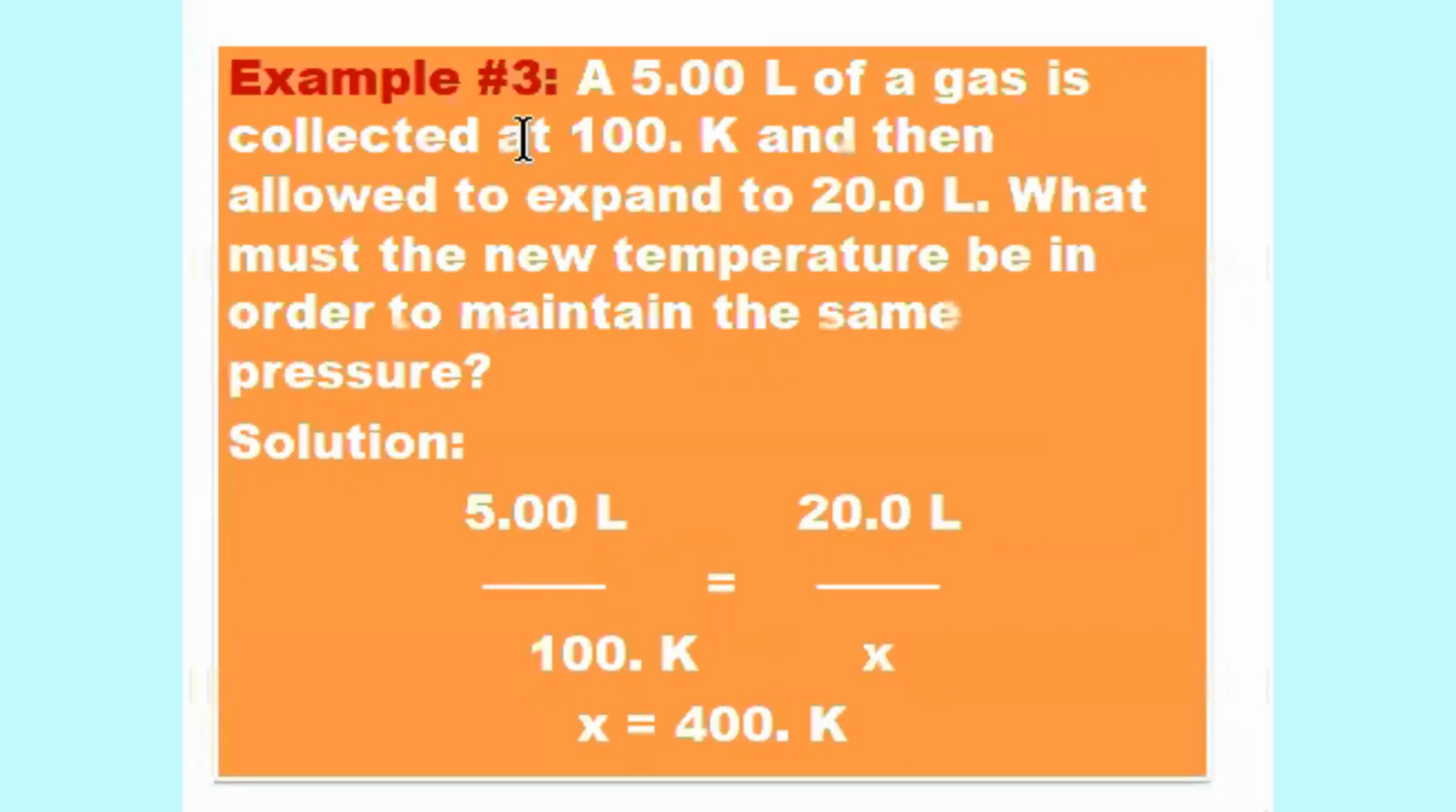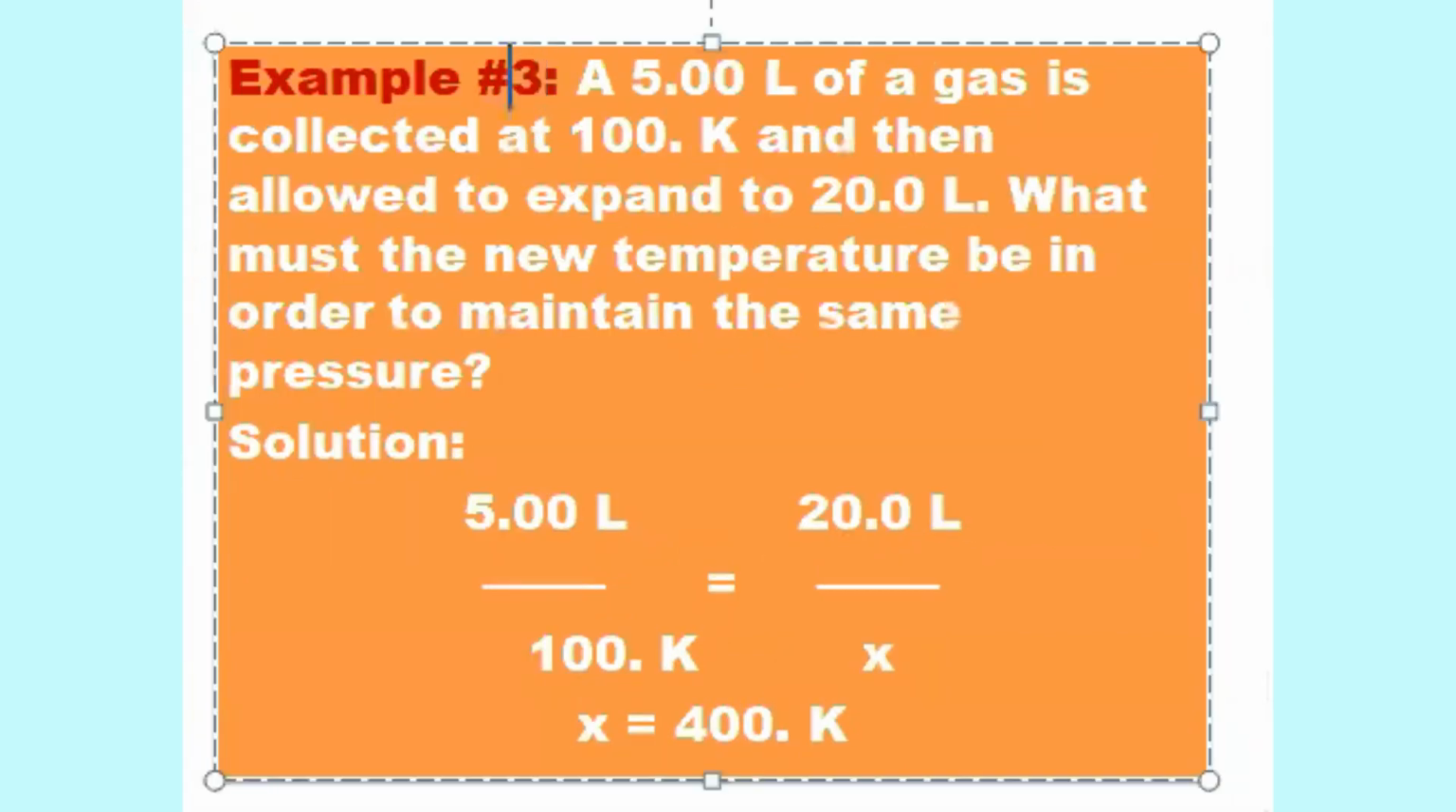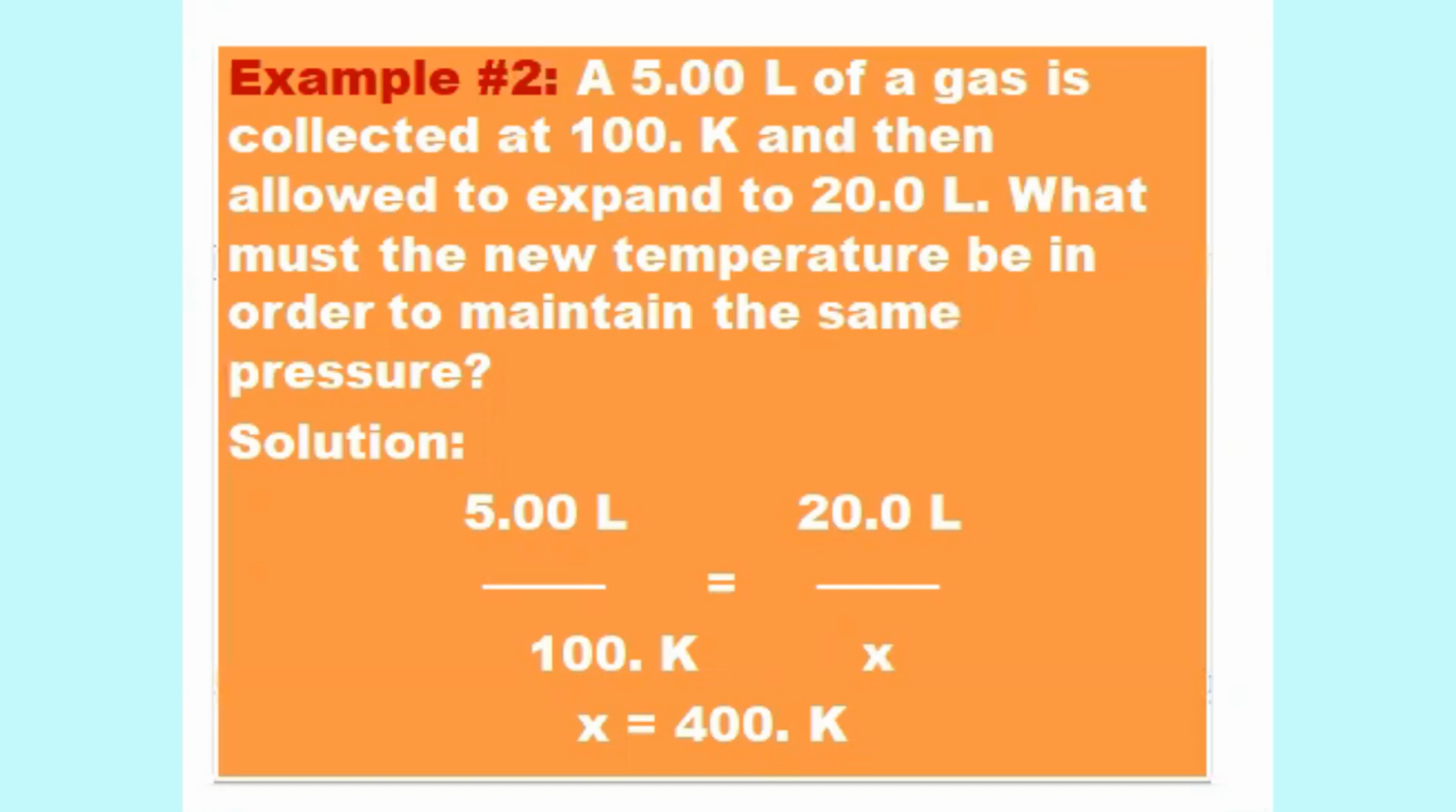The second example is: if 5.00 liters of a gas is collected at 100 Kelvin and then allowed to expand to 20 liters, what must the new temperature be in order to obtain the same pressure?